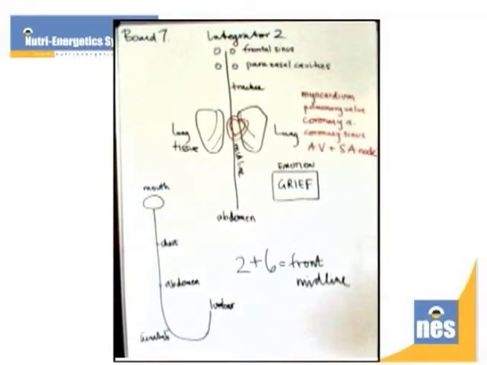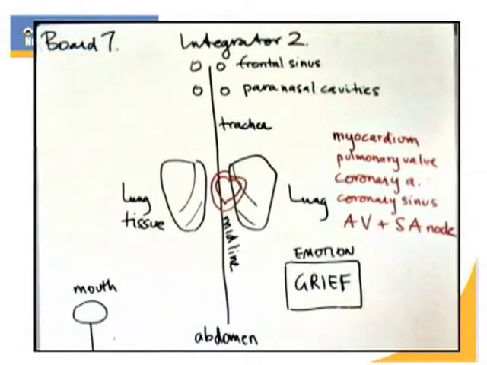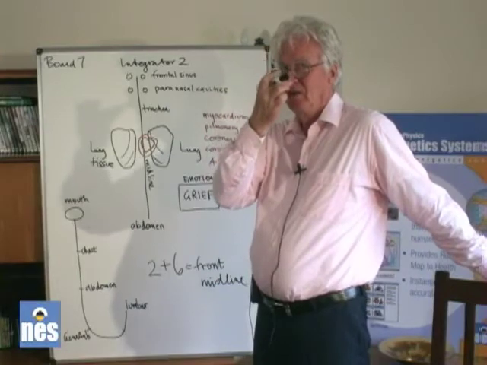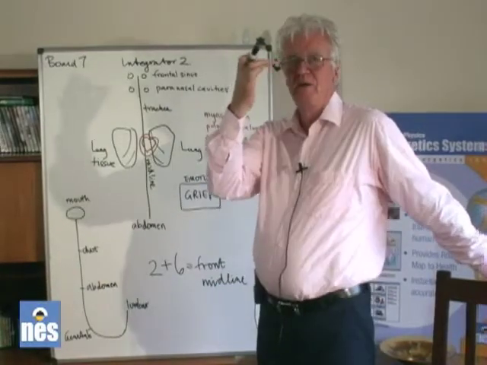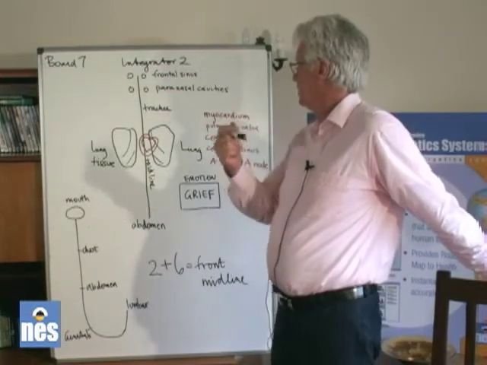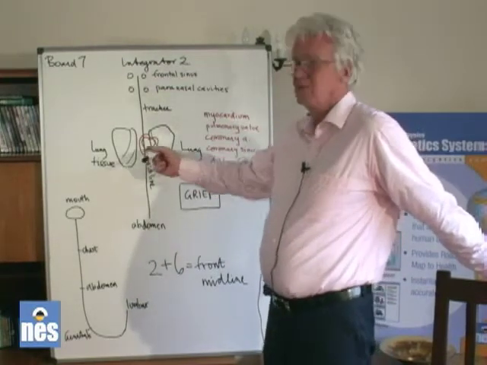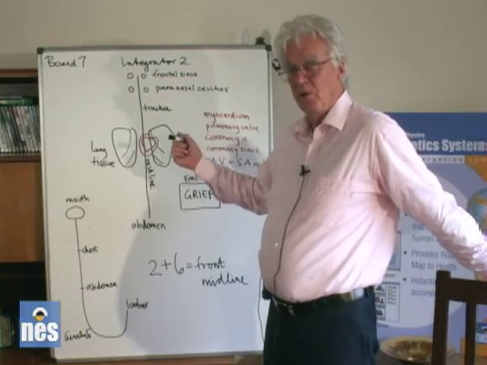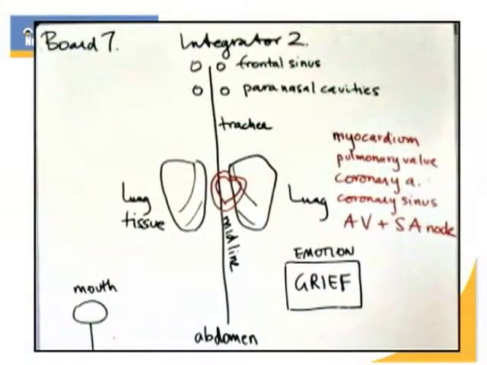Integrator two, mind map. Up in the frontal sinus, the paranasal cavities, there's a branch going up here and it goes back, the back of the nose, down the trachea, into lung tissue, not in so much to bronchial tissue. This is the lung tissue proper. And it seems to have an effect on the midline, and we'll see why in just a minute.